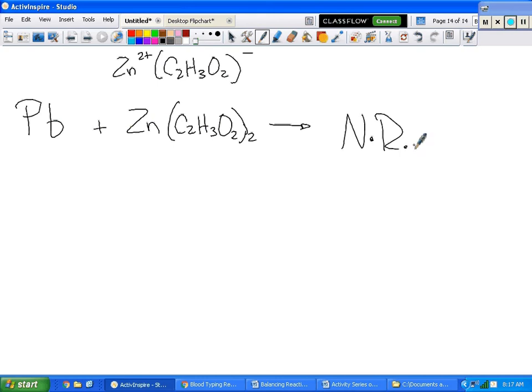So if I took some zinc acetate solution, okay, it's in a beaker, it's floating around, and I dropped a piece of lead in it, would it react? No, you would see nothing with your eyeballs. Absolutely nothing would happen. Okay? We go with that.